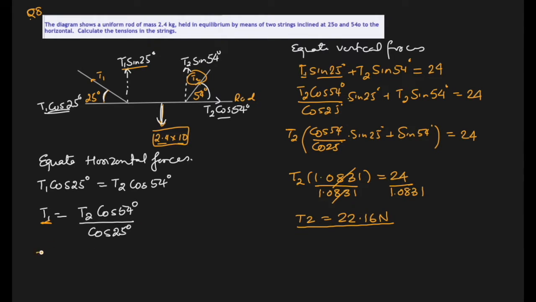Now T1, we already know this, so let's find T1 here. Will be T2, which is 22.16 times cos 54 over cos 25 degrees. So multiplied by cos 54 divided by cos 25, 14.37. So 14.37 newtons. So T1 and T2 both got, they asked us to calculate the tensions in the string. These are the tensions.